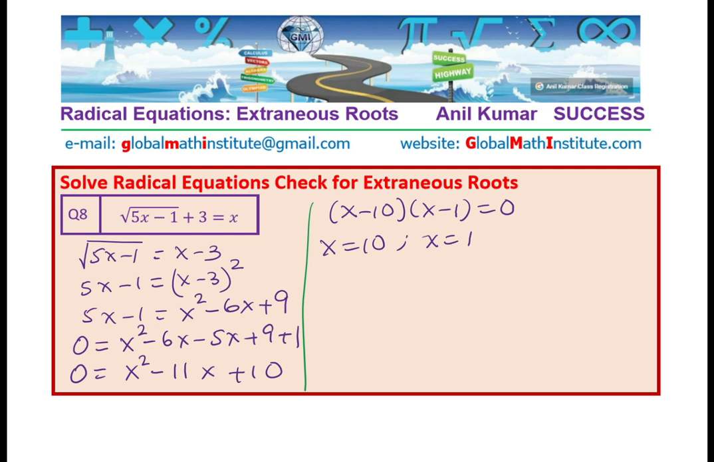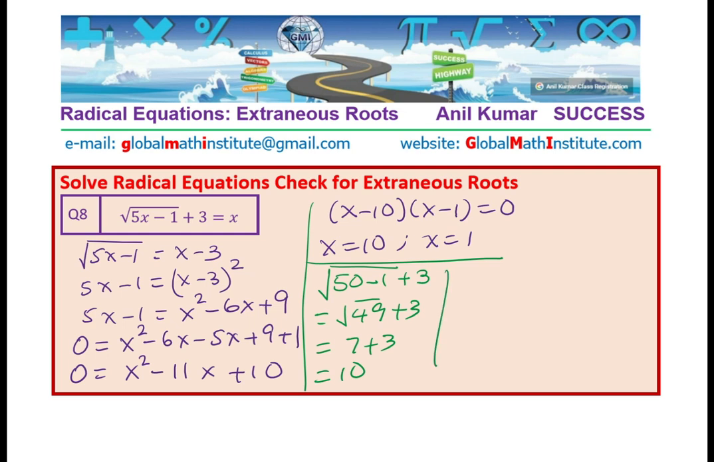We need to now check. So if I substitute x equals to 10 here, what do I get? Within the square root, I get 50 minus 1 plus 3. That is equal to square root of 49 plus 3, and that is 7 plus 3, which is equal to 10. On the right hand side, we have x, which is 10, and we know 10 is equal to 10, so that works.